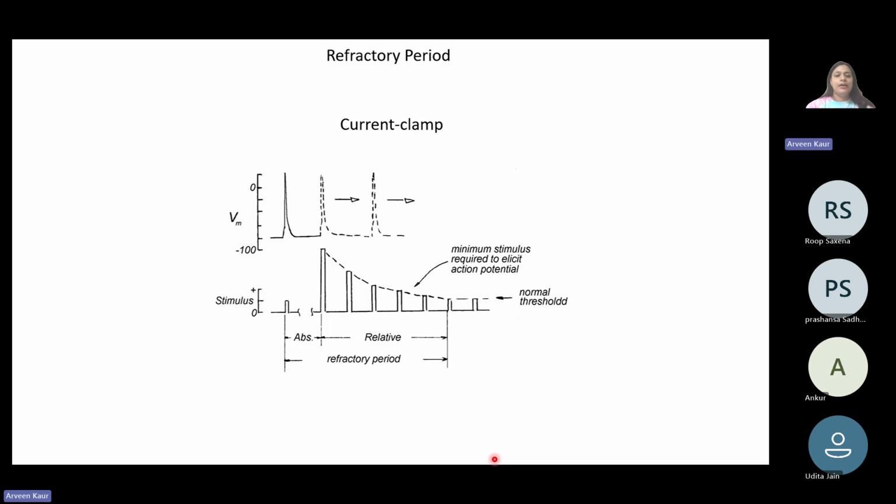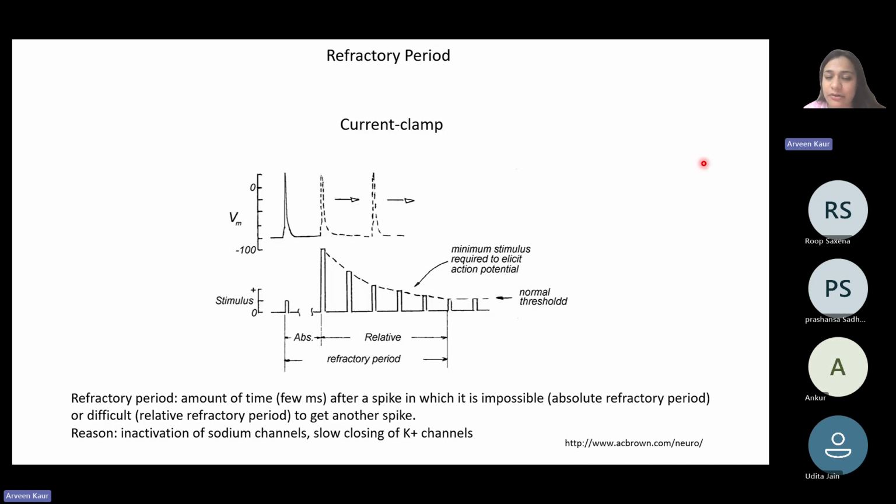Then comes current clamp, right? So right now we were talking about the voltage clamp. Now, with respect to current, what happens? Again, the refractory period is the amount of time after a spike in which it is impossible or difficult to get another spike, right? That is the refractory period. Out of this, there will be some period that is the absolute refractory period, and some other which will be the relative refractory period. What does that mean?